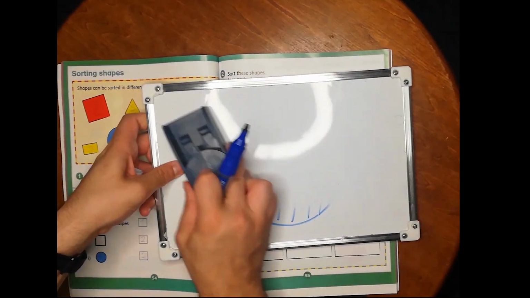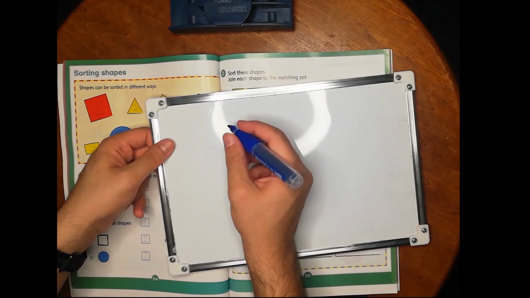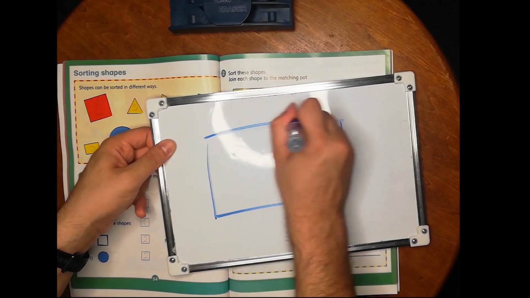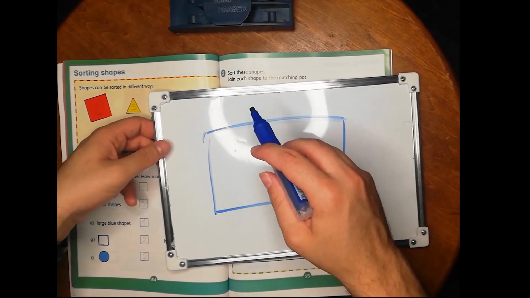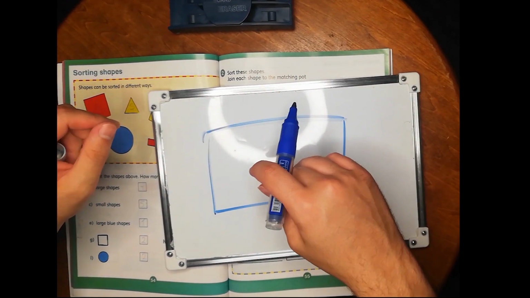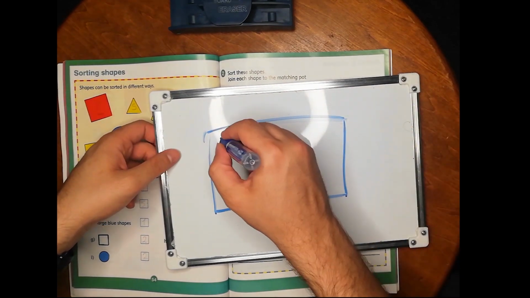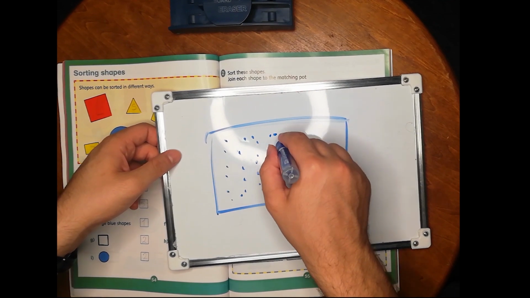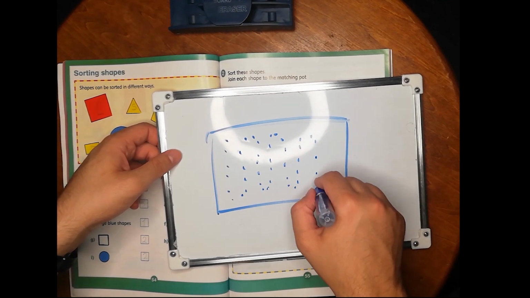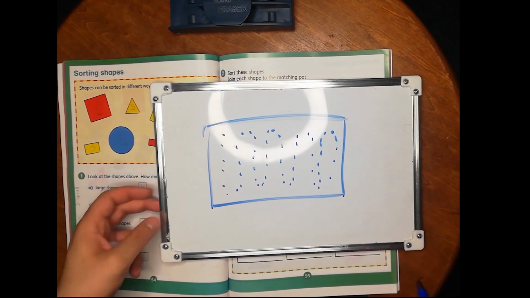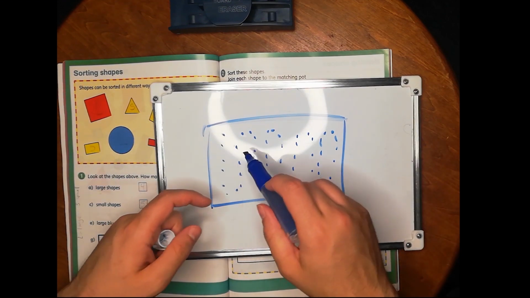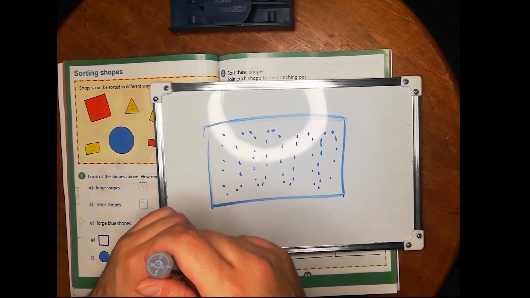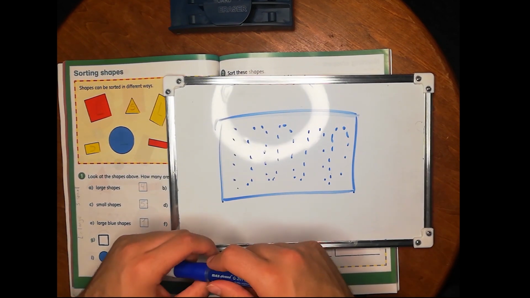Okay, let's move on to the rectangle. This time, I'm going to give you a short pause so you can guess what the name of the shape or the color of the shape is. So here we have a rectangle, and we have dots here. Okay, so what color is this shape? Can you guess? Take a second. You can pause the video and try to guess.